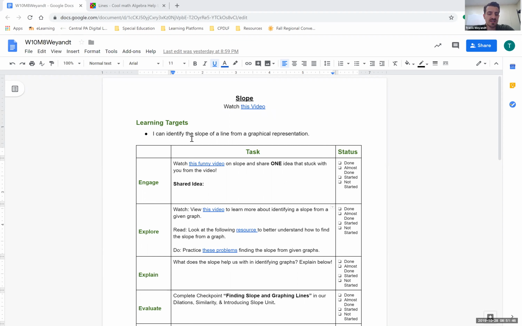So your learning target, again, by the end of this lesson, you can say confidently that I can identify the slope of a line from a graphical representation. So we're going to look at graphs and see how we can find the slope and hopefully understand the importance of the slope at the end of this lesson.